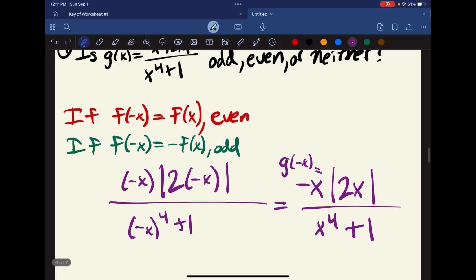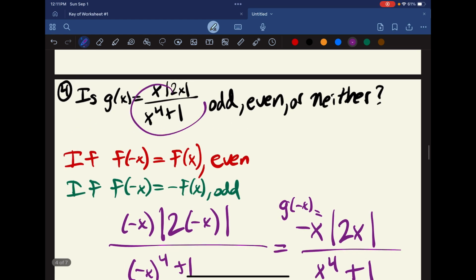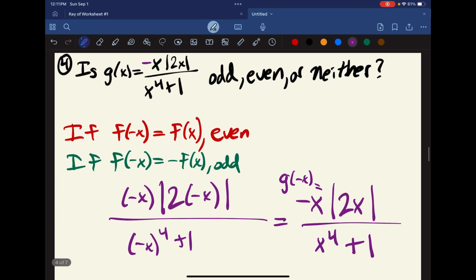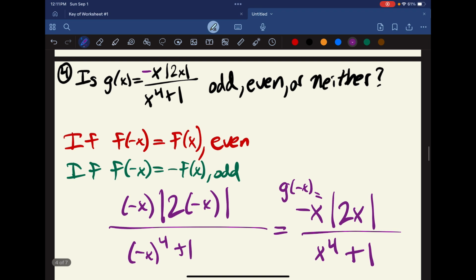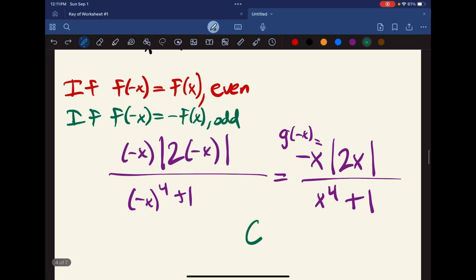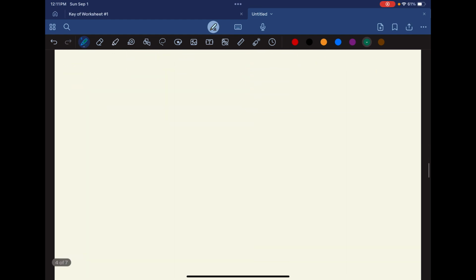And now we can say, is this g of x? No, it's definitely not g of x. Is it g of x with a negative number hanging out front? Yes, it totally is. And that's all negative f of x is. So if the function you get when you plug in negative x is just the same exact function but with a negative sign out front, then you have odd symmetry. So we would say this has odd symmetry.